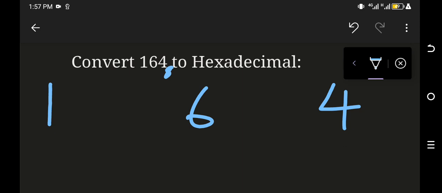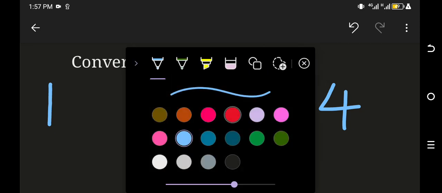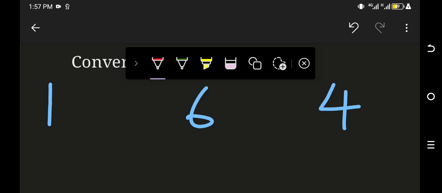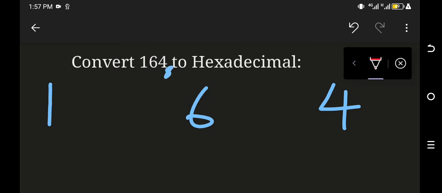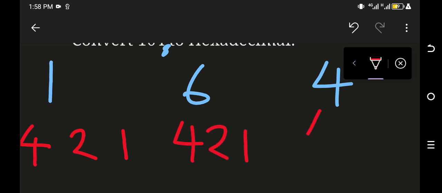Now we know that in the octal system, the values range from 0 up to 7. So we are going to find 3 values which, when you add them, give us 7. What values are those? The values are 4, 2, and 1. I'm going to put them under each number we've been given: 4, 2, 1.